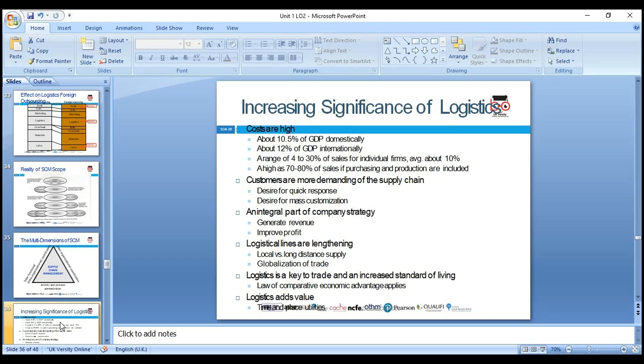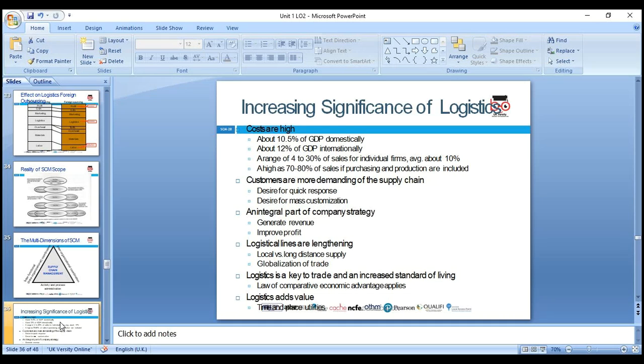About 10 to 15 percent of GDP, domestic and international; the range, of course, is huge. Customers are more demanding of the supply chain, with a desire for quick response and a desire for mass customization. It is an integral part of company strategy, generating revenue and improving profit. Logistics lines are lengthening.